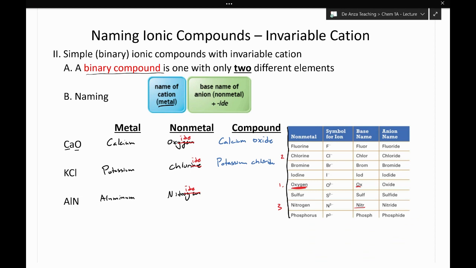And then finally, we have aluminum, the name of our metal, plus the base name of the anion, so the base name of your nonmetal plus IDE: nitride. So what's in black plus what's in red, okay? And that is how we name these invariable cations.